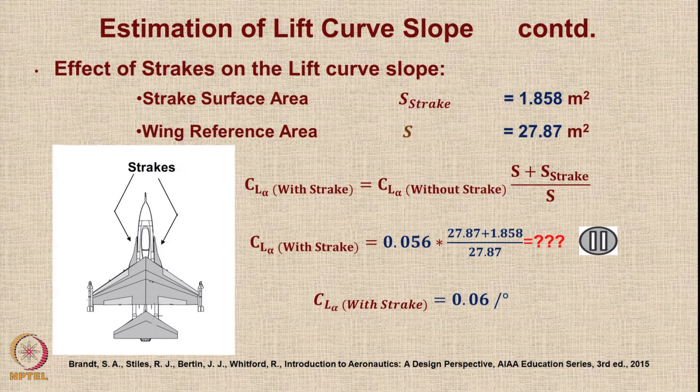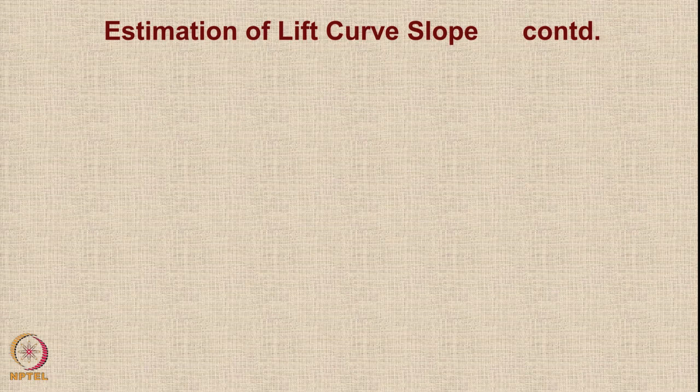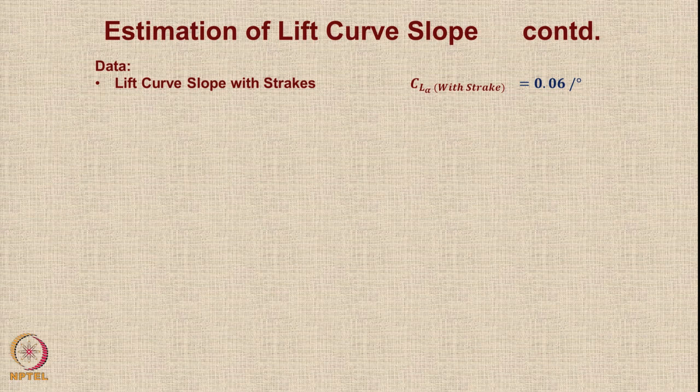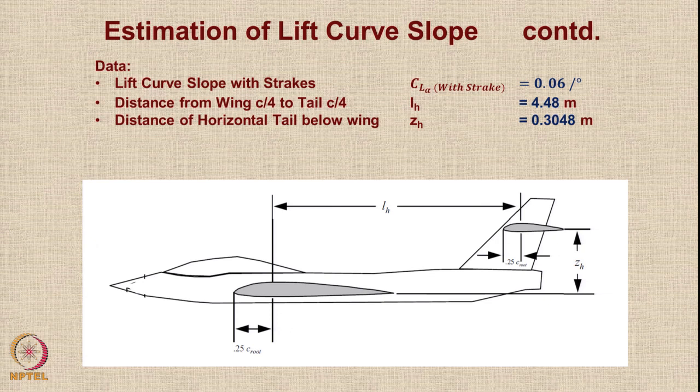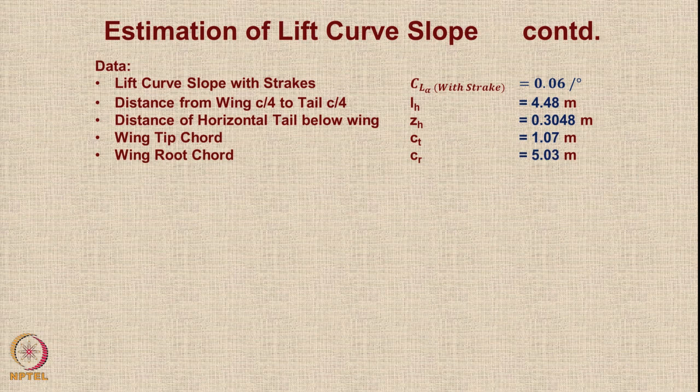Let us look at the effect of the tail on the lift curve slope. For that we use the data that the lift curve slope with strakes we have just calculated is 0.06, and these two distances: LH of 4.48, the distance between the two quarter-chords of the wing and the tail, and the distance of the horizontal tail below or above the wing. Okay. So, this information will be useful for us to calculate. Of course, we also need wing tip chord, wing root chord, and wing span.